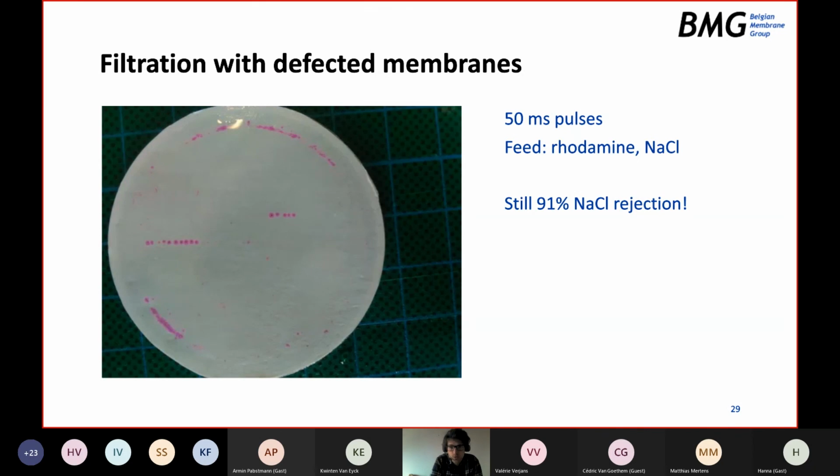In the feed, we dosed rhodamine as an indicator and sodium chloride, and it's maybe surprising, but this membrane still displayed more than 90% salt rejection. So even though it is very clearly leaky, it was still rejecting the majority of the salt. Of course, 91% rejection is not really suited for RO. So it would make for a very poor RO membrane. But if you look at this picture, you would expect basically that this membrane wouldn't reject anything anymore.